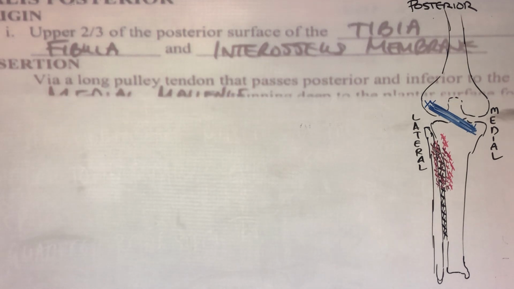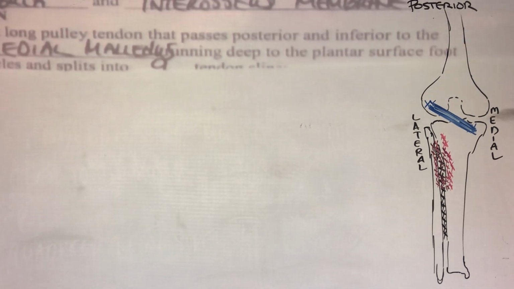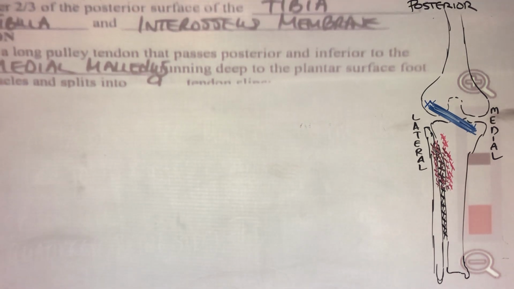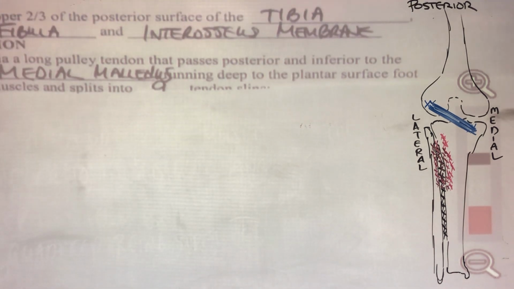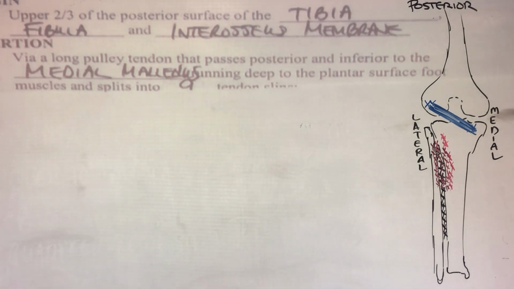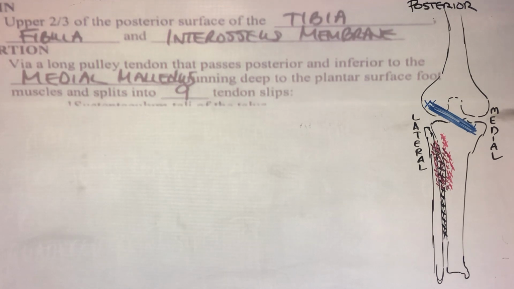And then its insertion is via a long pulley tendon that passes posterior and inferior to the medial malleolus, running deep to the plantar surface foot muscles, and splits into nine tendon slips.